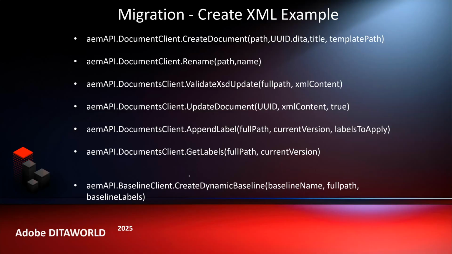Then validate the XML. There's an internal call where you can just pass XML to it and say, hey, tell me if this is well-formed and valid. If that passes, then we update it, saving it as a new version. Now I've created it, and that gives me 1.0. I've updated it with the real content, and that becomes 1.1. Now I add whatever labels I need.